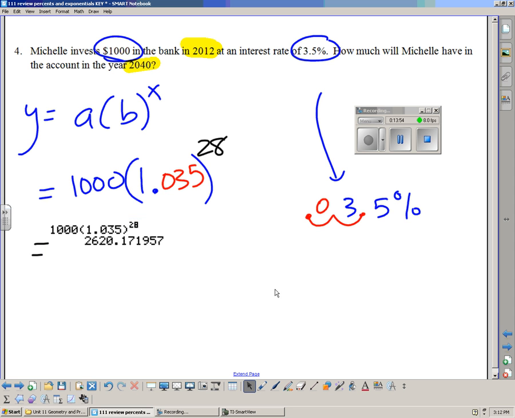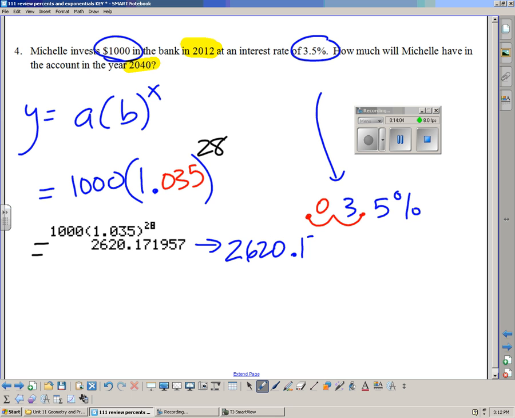Now, if we're dealing with money, we would round this to the nearest cent. I'll tell you what to round to in the quiz tomorrow. So this is $2,620.17. If you think about it, this is over 28 years. We started with $1,000. Now we're up to about $2,600. Not that much money, because it's been in there for 28 years.